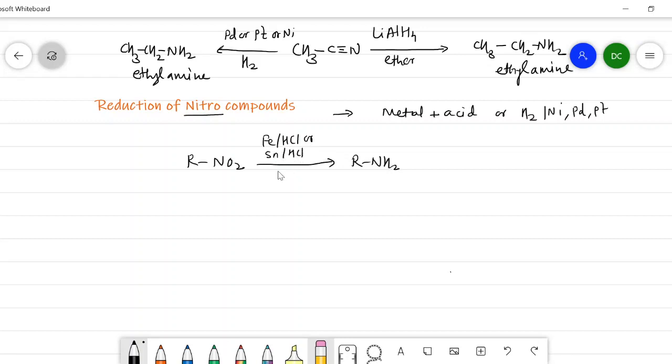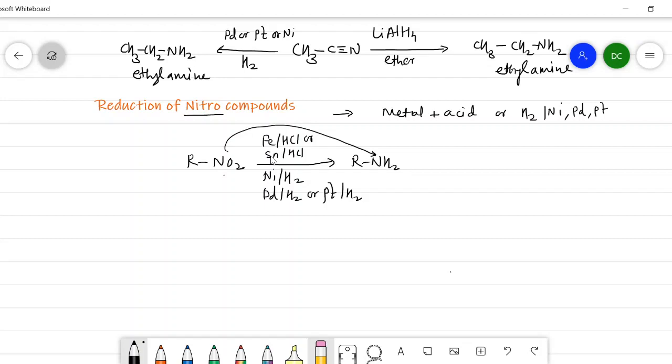Sn and HCl. Instead of this, we can use a metal catalyst such as nickel and hydrogen, or palladium and hydrogen, or platinum and hydrogen. It will convert the NO2 group into the corresponding NH2 group. So by reduction of nitro compounds, we can convert a nitro compound into the corresponding amine.